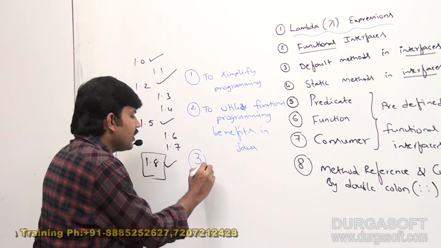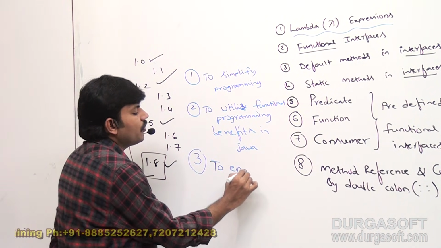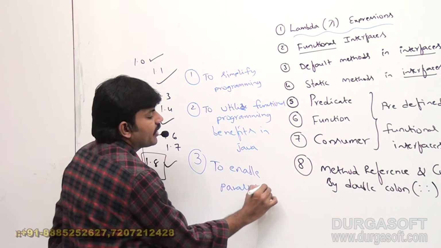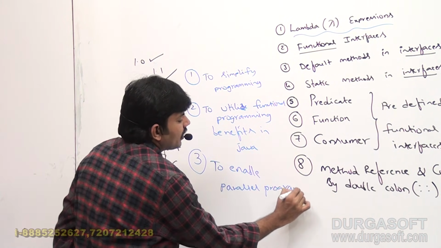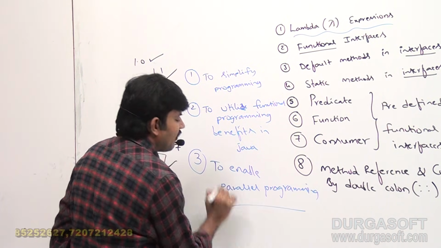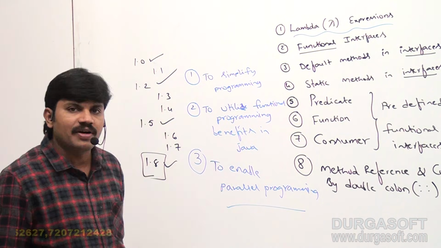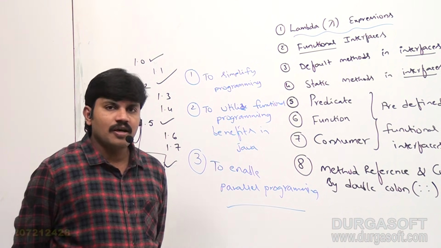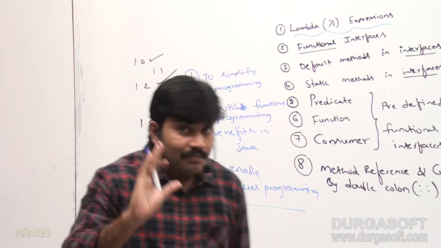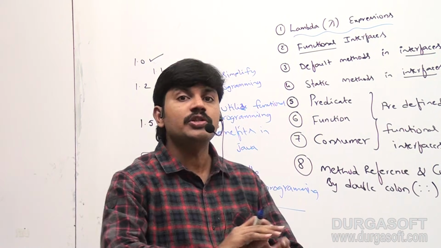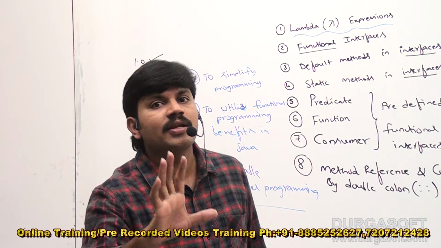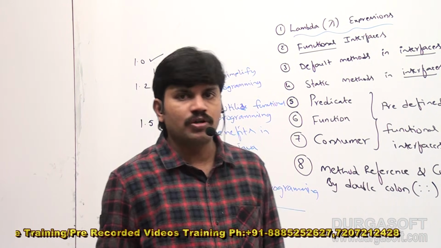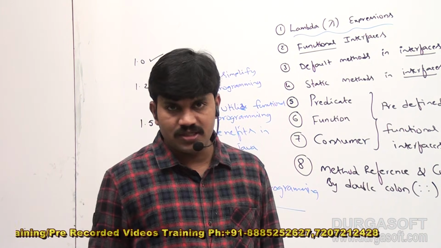So to enable parallel programming, are you getting it? To enable parallel programming or parallel processing in Java, sir, Java 8 came into the picture. Now I can write more compatible code which is going to run on multi-core processors, so that overall performance by default is going to be improved, right? Are you able to understand, right?